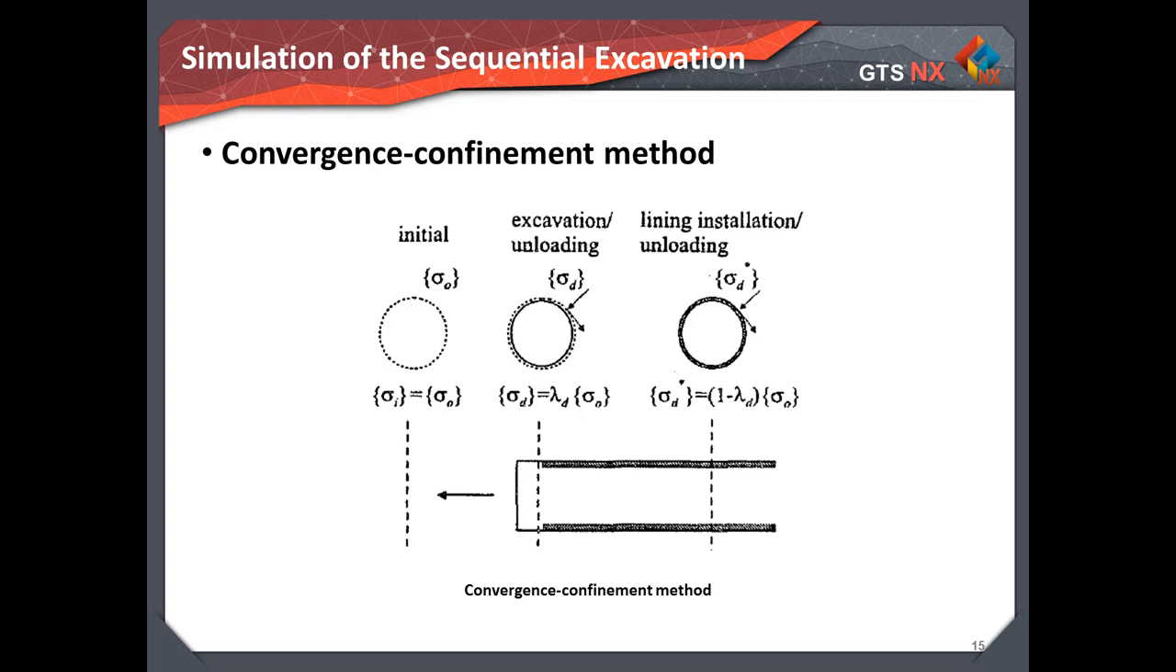At a prescribed value lambda d, the lining is installed, at which point the stress reduction at the boundary is lambda d multiplied by sigma 0. The remainder of the stress reduction is applied to create the lining stress. The stress reduction with the lining in place is then (1 minus lambda d) multiplied by sigma 0.